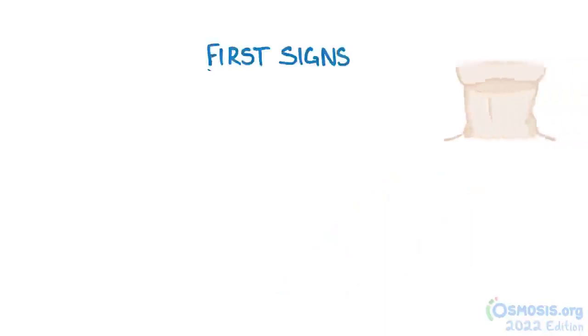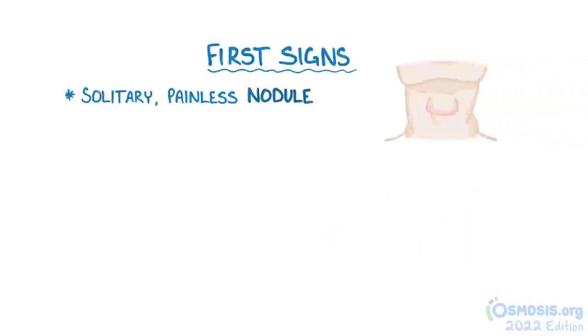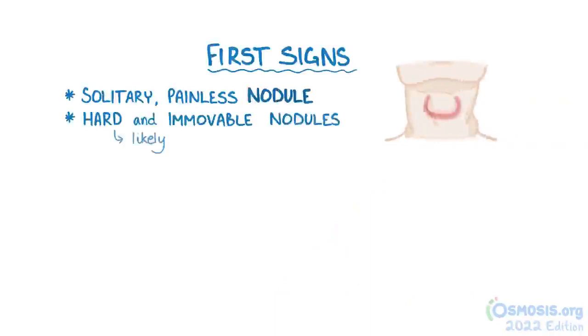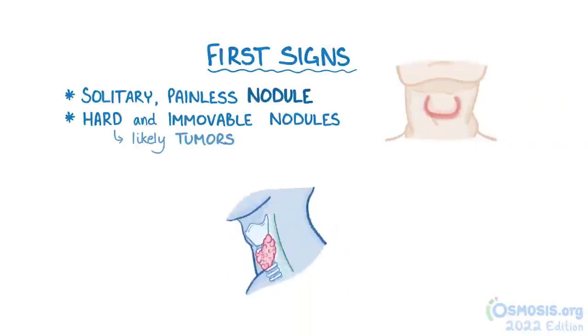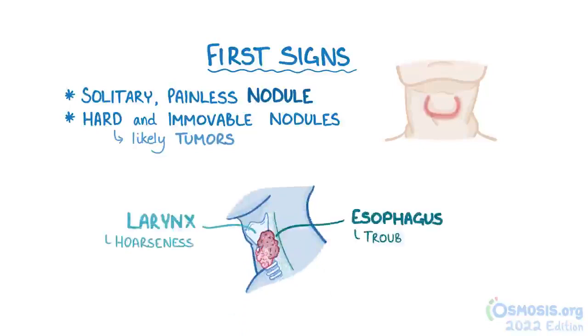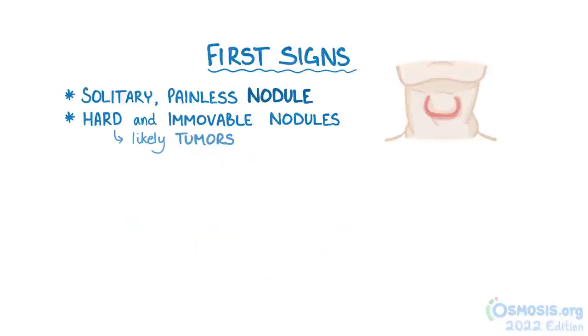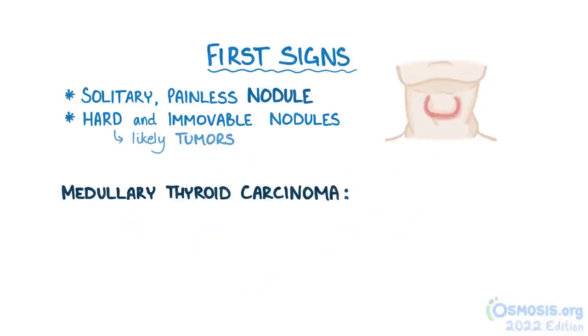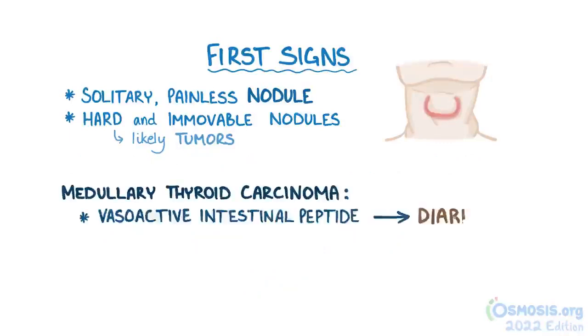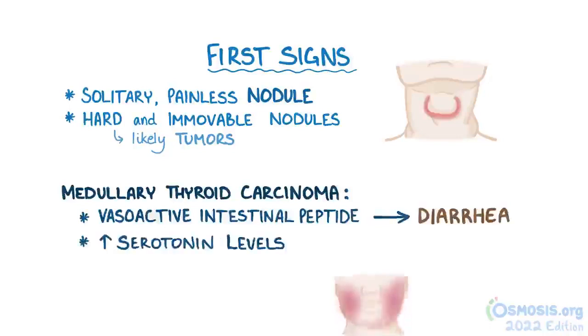Most often, the first sign of thyroid cancer is a solitary, painless nodule in the thyroid gland. Typically, the hard and immovable nodules are more likely to be tumors. If the tumor gets too big or invades the larynx or esophagus, it can cause hoarseness and trouble swallowing. Thyroid cancers are non-functional, so they usually don't present with signs of hyper or hypothyroidism. In medullary thyroid carcinoma, release of vasoactive intestinal peptide leads to diarrhea, and increased serotonin levels leads to flushing of the skin.